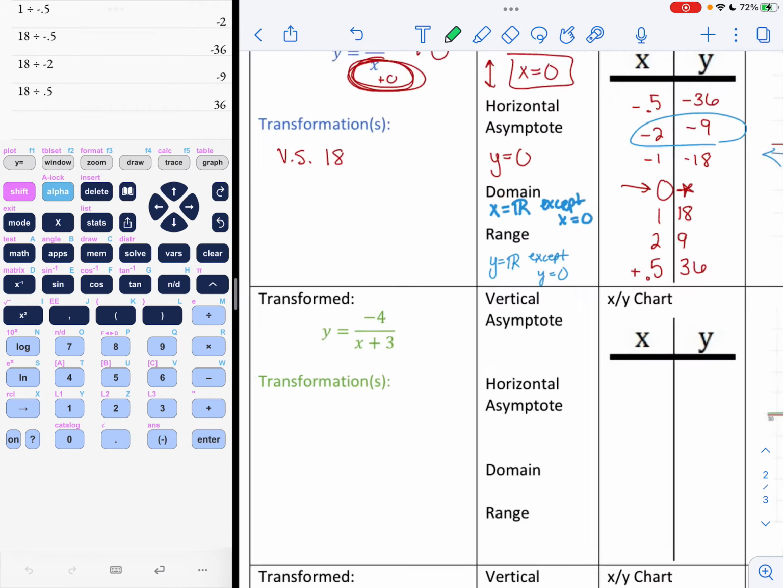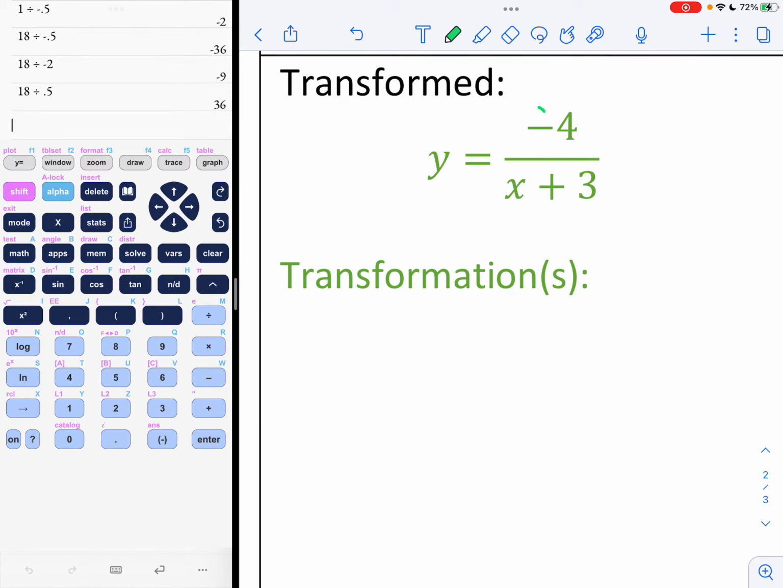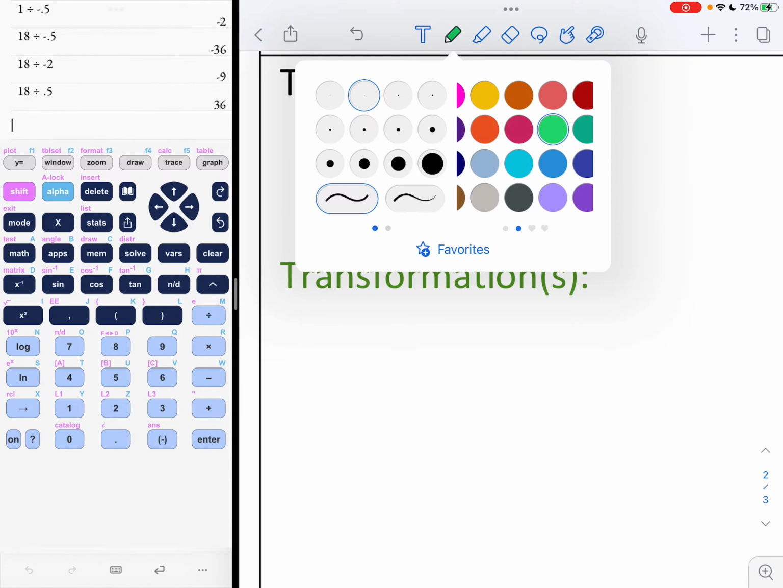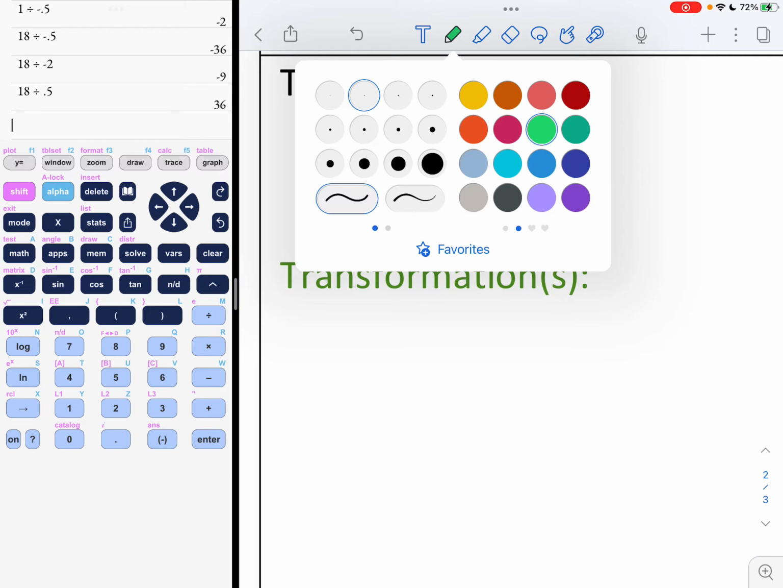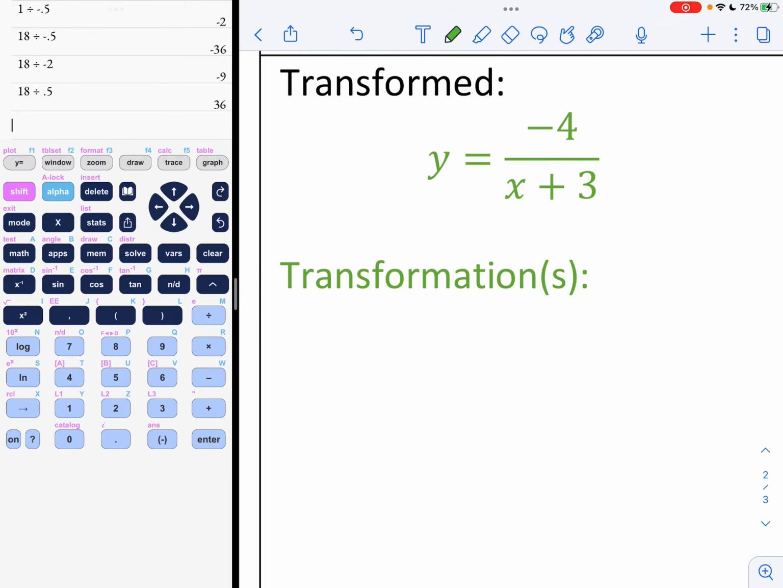This time we're talking about green. We got a lot of transformations. So that's not the right green at all. There we go. That'll be a little better. The negative on that is going to reflect it, so you'll see the different shape there. This +3, you're going to notice that that whole graph is going to shift to the left, just like it would before, 3. But we still have a +0, so it's not up or down.